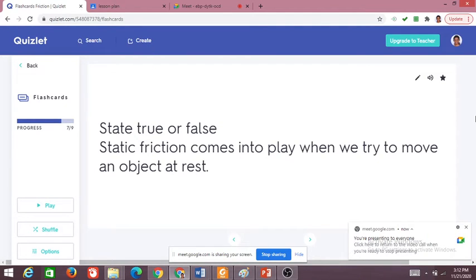Okay, then sliding friction is not greater. Yeah, I think it was a mistake. So now we have a question here. So I would like Pranati to read this question.